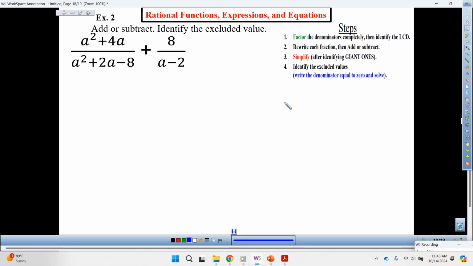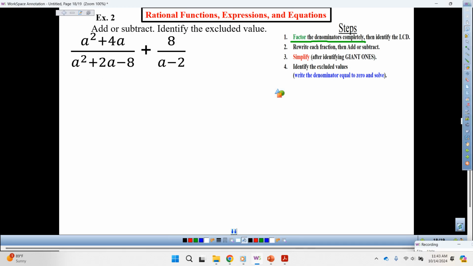All right, let's do this one together. Y'all ready? Question, do we have a common denominator? No. So that means we need to go through the entire process. Factor the denominator completely. Remind your neighbor how to factor this. How do we factor this?